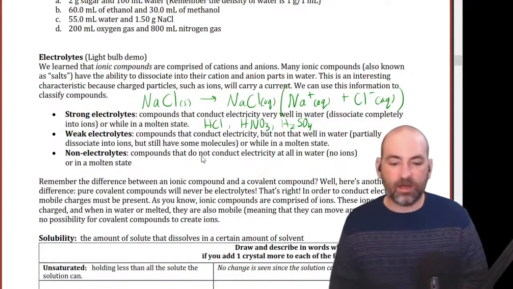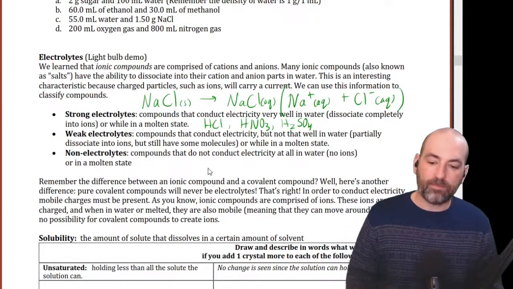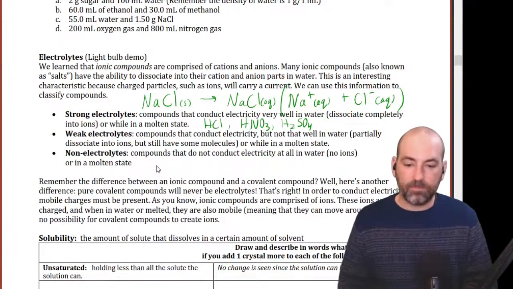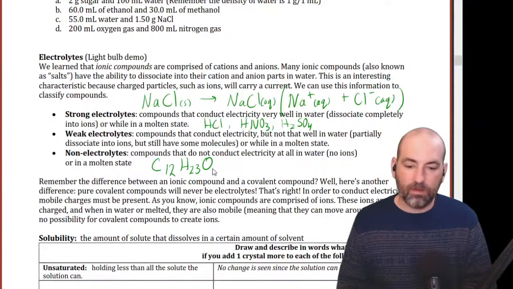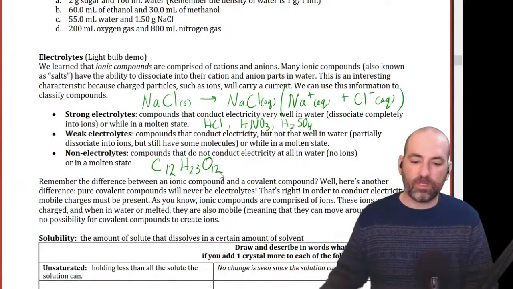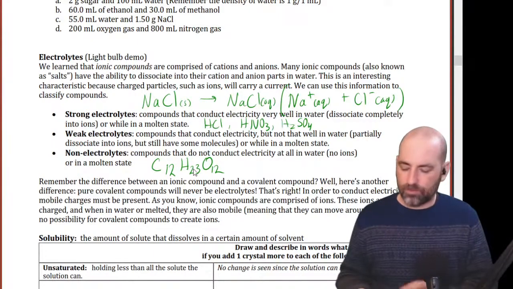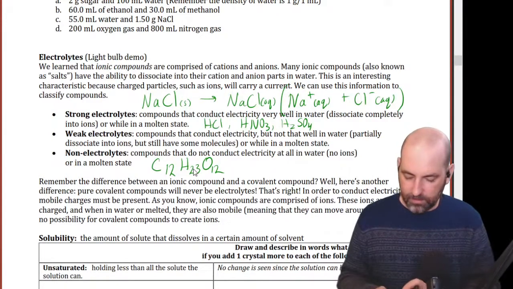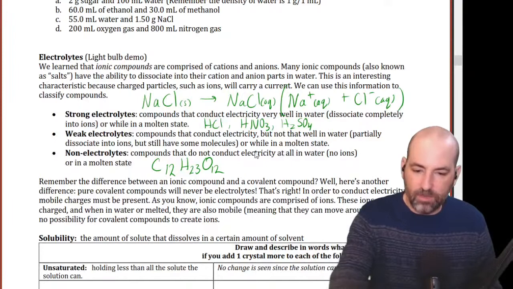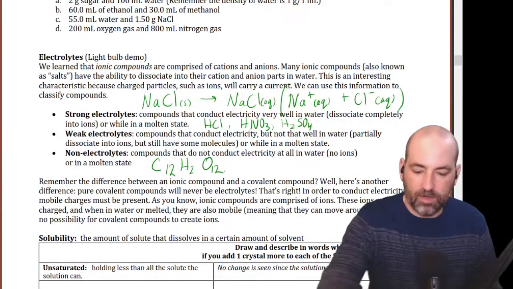And then non-electrolytes are compounds that do not conduct electricity in water. So, for example, sugar. Sugar is, well, there's various types of sugar, but sucrose is C12H22O11. So this is table sugar.